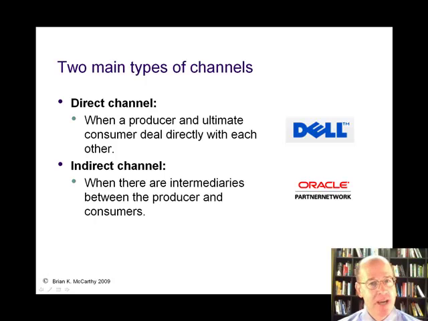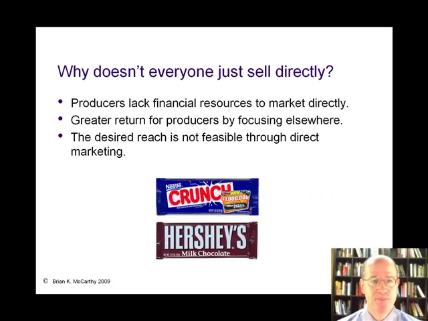There are two main types of channels. A direct channel, of course, is when a producer and the ultimate consumer deal directly with each other. A great example of that is the Dell Computer Company. An indirect channel is when there are intermediaries, like distributors or resellers, in between the producer and the consumer.